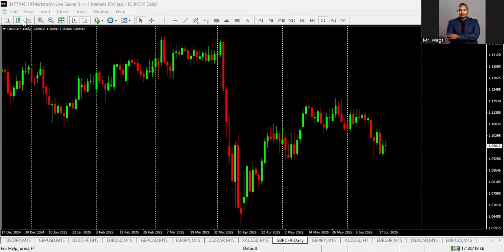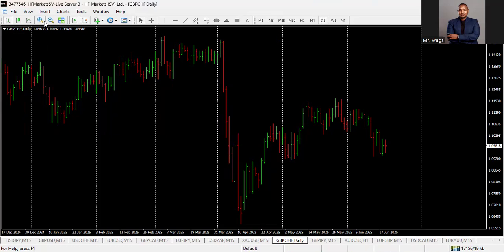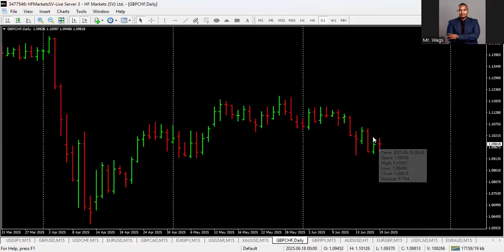So let us start with the line chart. The line chart would simply print out price movement. It's very simple to understand how it works. It simply prints out how price has been moving. And when you go to the bar chart, you would find these bars. We have the red bars and the green bars.